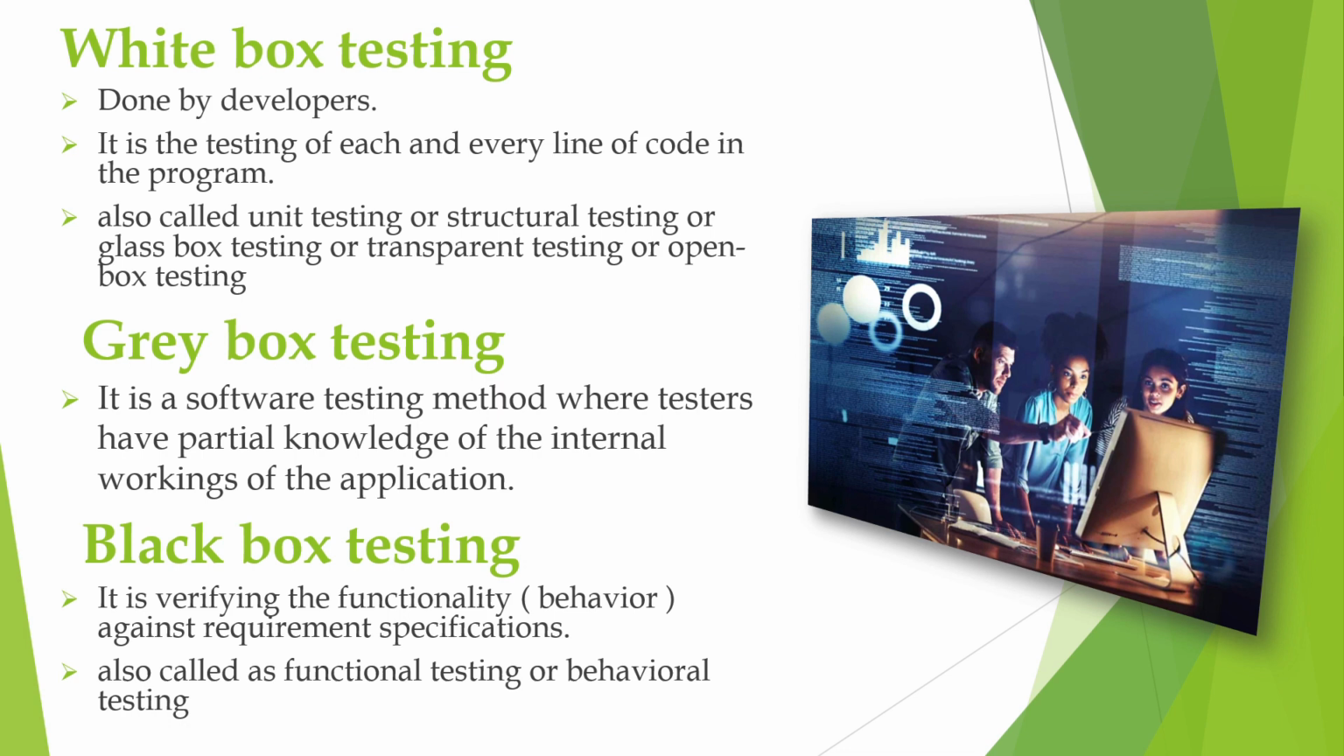Next is black box testing. It is verifying the functionality or behavior against the requirement specification. This testing is done by the test engineers. Now, why do we call this black box testing? Since the source code is not visible to the test engineers, that is the reason we call it black box testing. Next is gray box testing. It is a type of software testing which is the combination of black box and white box testing.